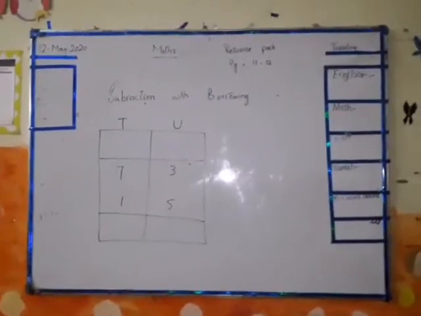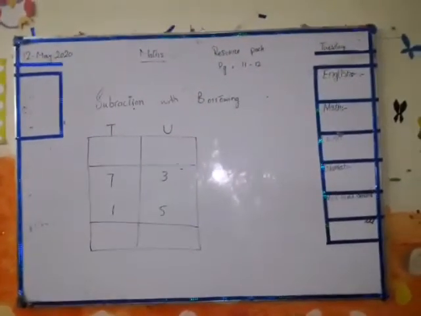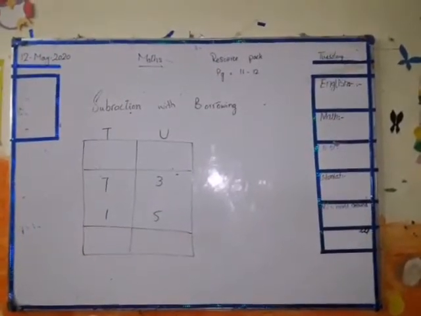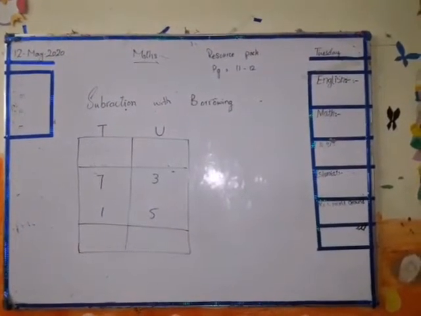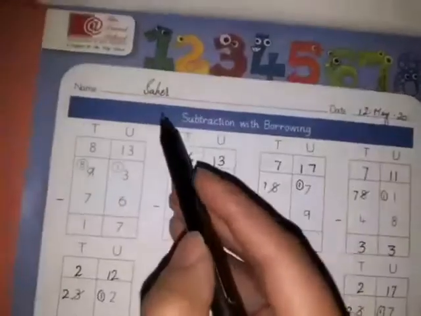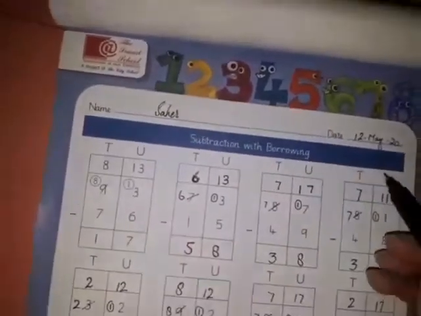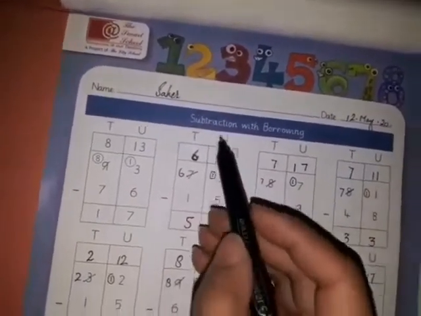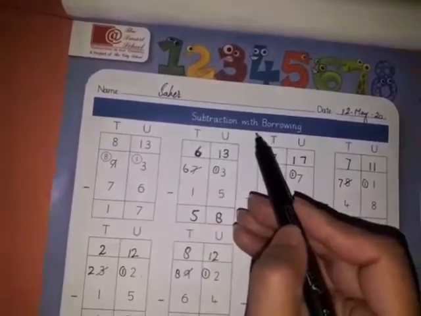Welcome to the Smart School City Campus online maths class for grade 2. Resource pack, page number 11 and 12. The topic is subtraction with borrowing. Now look at your book. Write your name here and the date. The topic is subtraction with borrowing.